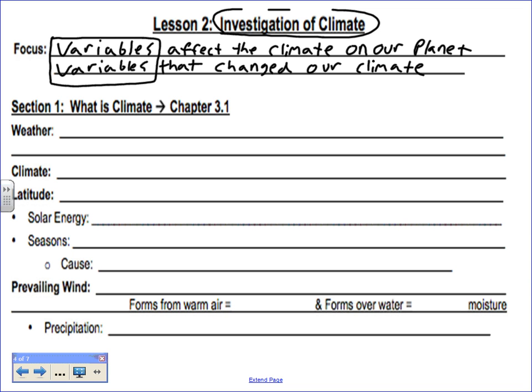Okay? So the first section is going to be what is climate? And you can find this in your book on chapter 3, section 1. All right? And the first definition we're going to look at is weather. Now, weather is the short-term state of the atmosphere. And the key phrase in this definition is short-term state of the atmosphere.